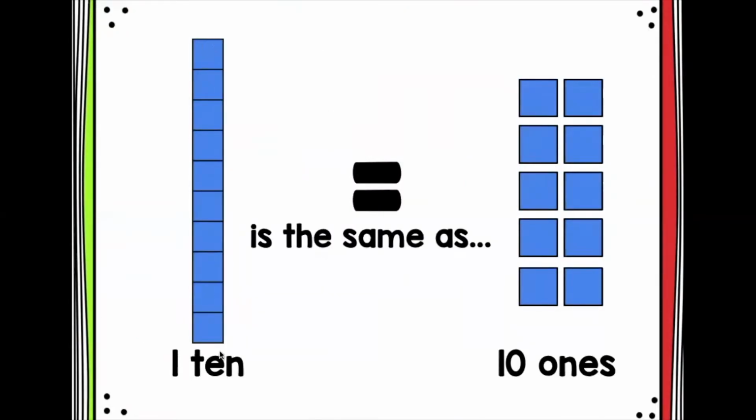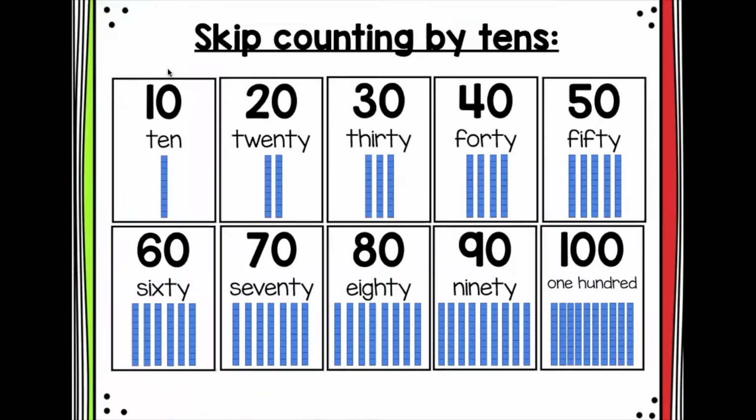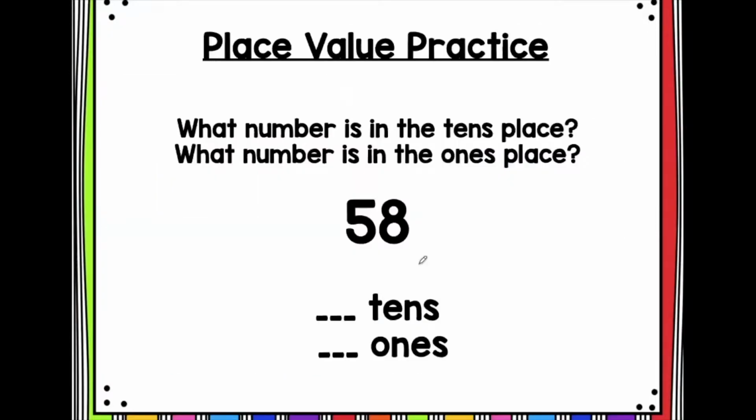In this example, you can see there's 1 ten, which is the same as or equals 10 single ones. So this is the same quantity or the same amount. We can skip count by tens: 10, 20, 30, 40, 50, 60, 70, 80, 90, and 100. And if you notice in each of these little posters, we add a group of 10 as we count by tens. In the tens place, the digit goes up by 1 because we're adding a group of 10 every time we count by tens.